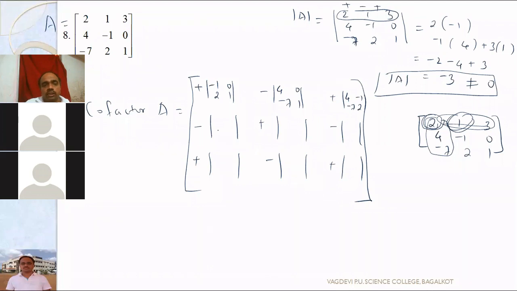Next, second row. In the second row, which is the first element? 4. Cut out the row and the column containing 4.